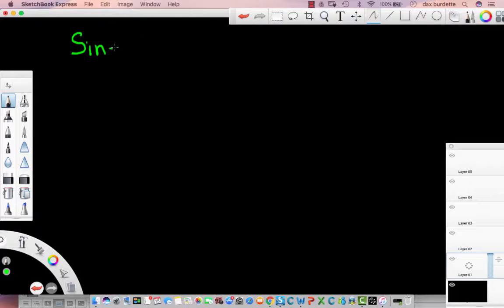One of the basic functions is called sine. The other one is called cosine. And the last one is called the tangent function. So we've got sine, cosine, and tangent. These are basically names for particular ratios that we set up when we're dealing with right triangles in trigonometry.